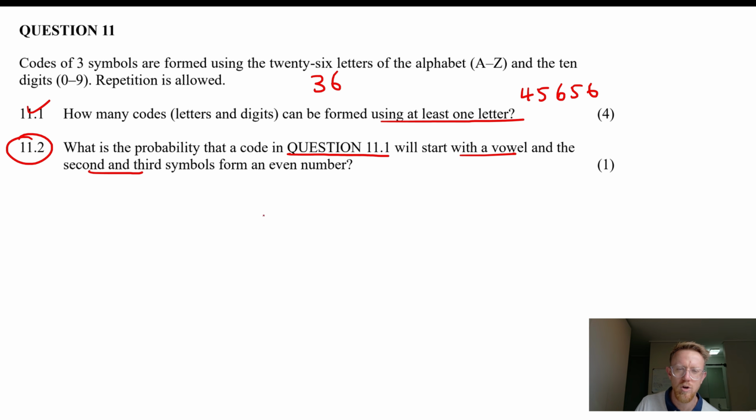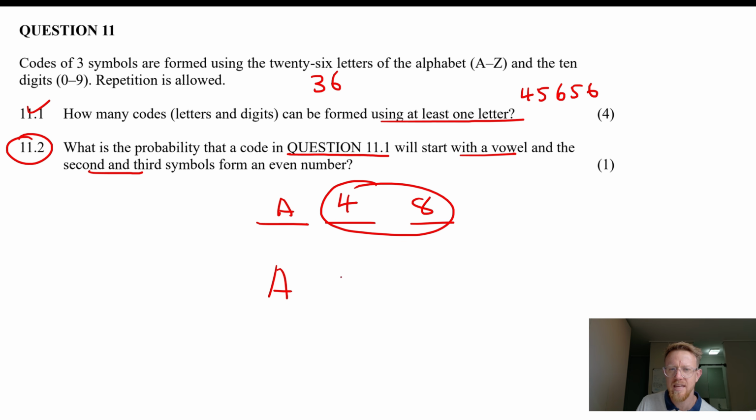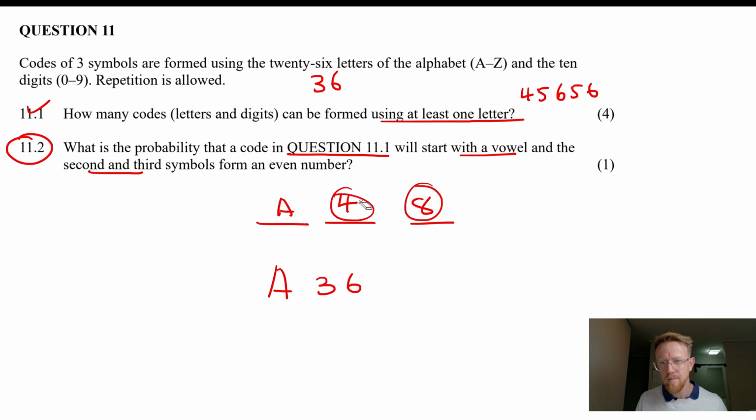I thought that they meant the following. So the first one must be a letter, so like A, and then the second and the third space must be an even number, so like a 4 and an 8. But what they meant was that this number together must be an even number. So it could even be like 36. So even though that part there is not an even number, the number 36 is an even number. That's what they meant. Okay, so they didn't mean that this one must be even and this one must be even. They just want this number to be even. So this one doesn't have to be an even number, but they want this whole thing to be even.